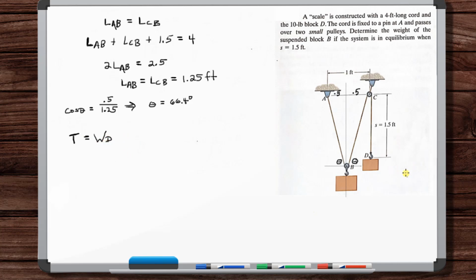I mean, just a free body diagram of D. This is all connected, so in this situation it's all one system, one connected unit, right? Weight of D, tension. Sum of the forces in this direction, T is equal to WD, which is equal to 10 pounds.